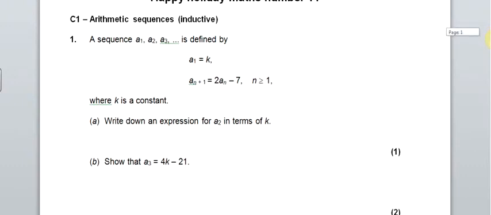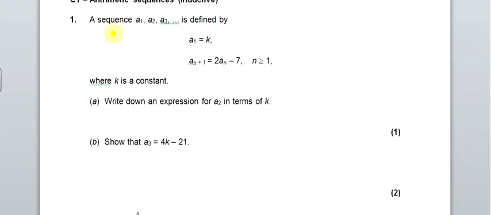So, question number 1. A sequence is defined by A1 is equal to K, that's the first term is K, and then the next term is 2 times the last term minus 7. Just go back over again, this is telling us the first term, and then this thing here is the inductive relationship. This is the next term rule.